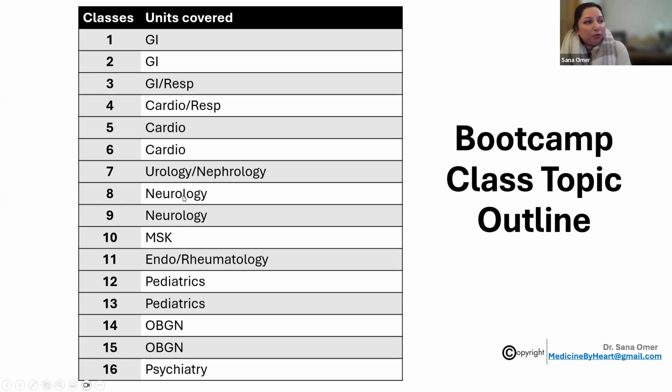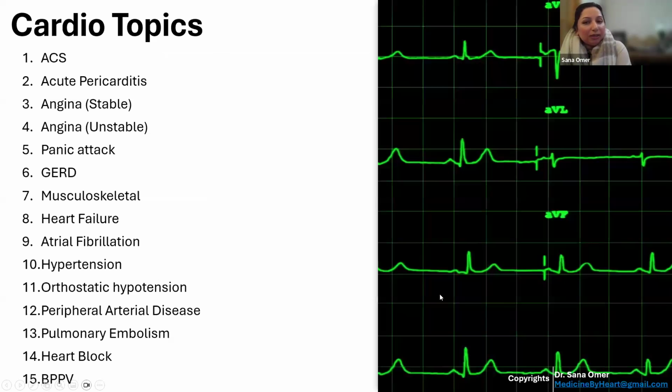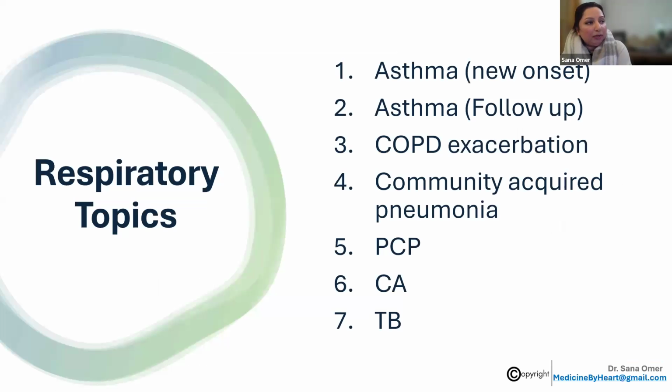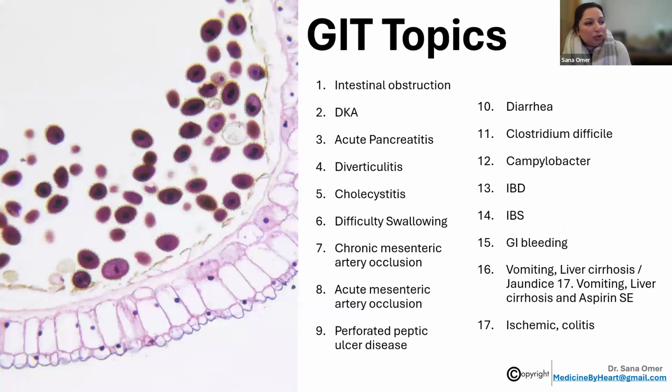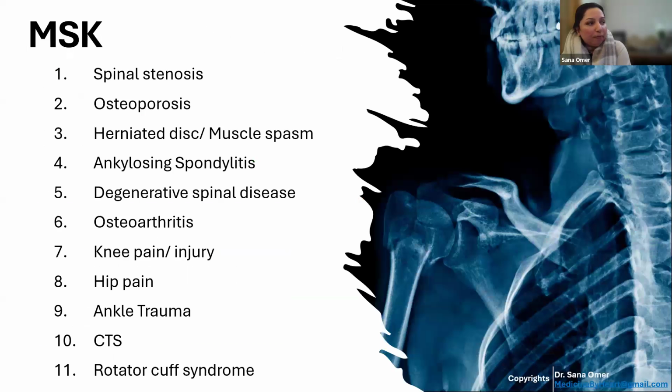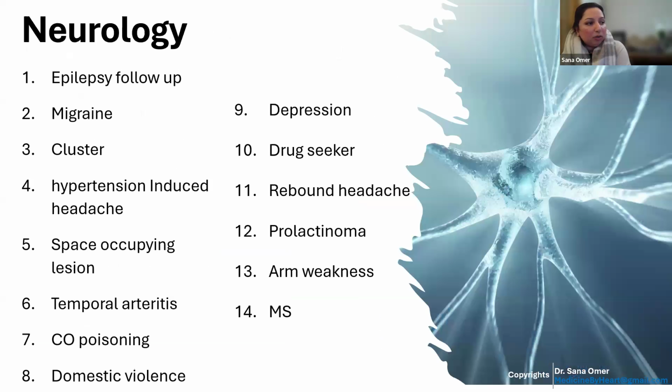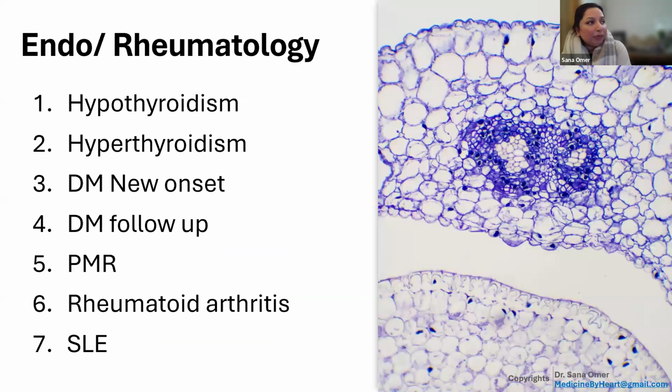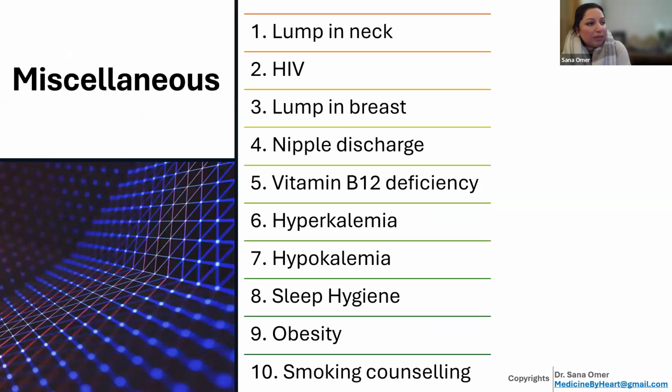Then cardio, resp, uro, neuro, MSK, endo, and peds, obs, gynae, and psychiatry. These are the topics that I'll be covering in each system, almost 15 topics from cardio. In respiratory, I have 7 topics. Then GI, I have 17 topics. Nephro-Uro, 7 topics. MSK, 11 topics. Neuro, 14 topics. Endo, I have 7 topics.